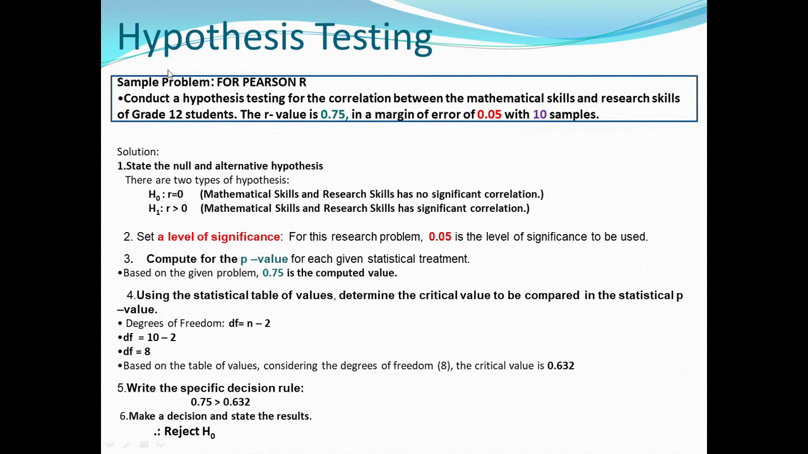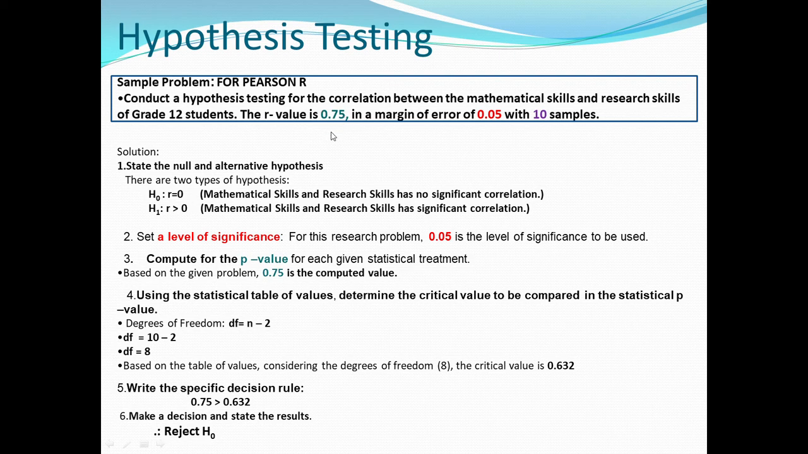So meron tayong sample problem for Pearson R. So we have to conduct a hypothesis testing for the correlation between the mathematical skills and the research skills of grade 12 students. Okay? So ibig sabihin, ang ating research ay about sa pagkuha dapat yung level of correlation between the mathematical skills and research skills. And then the R value is 0.75. The R value or p-value. So ito yung computed value na sinasabi.